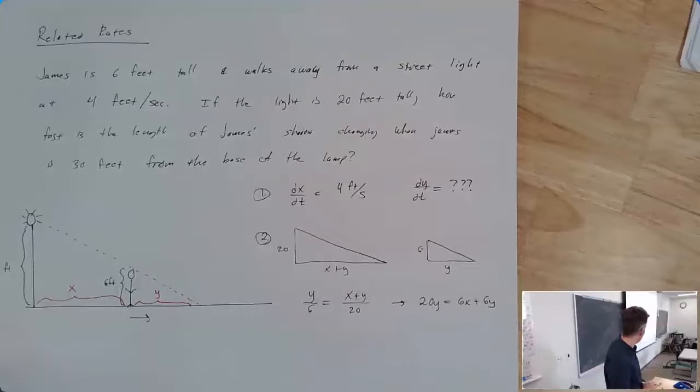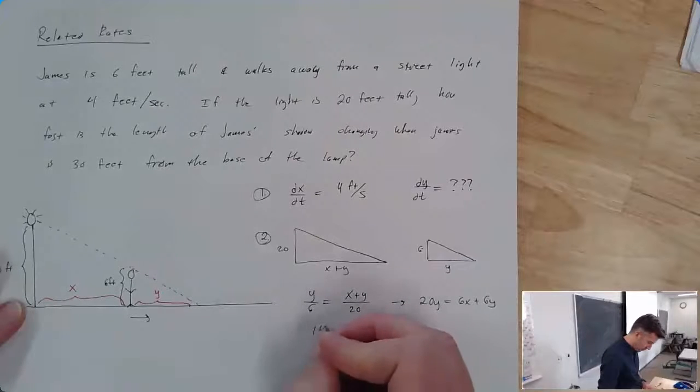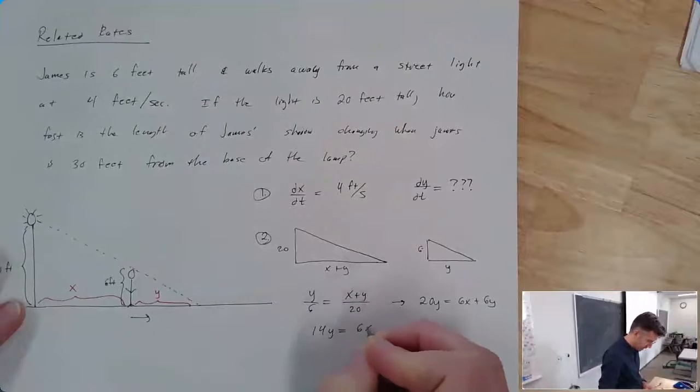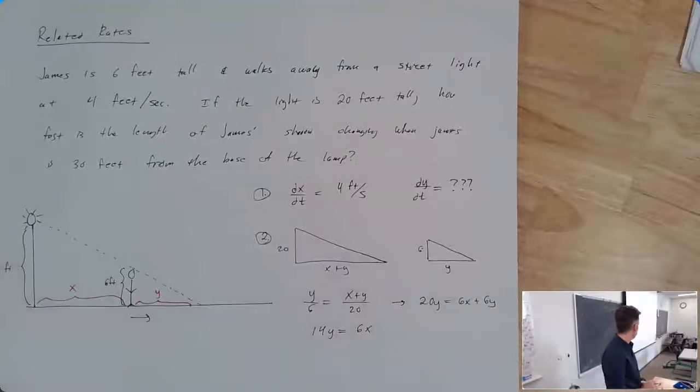And then you can also bring all the y's to one side if you really want to, and say that 14y is equal to 6x. Seems like a lot easier to differentiate. I mean, not a lot easier, but a little easier to differentiate than the first thing.